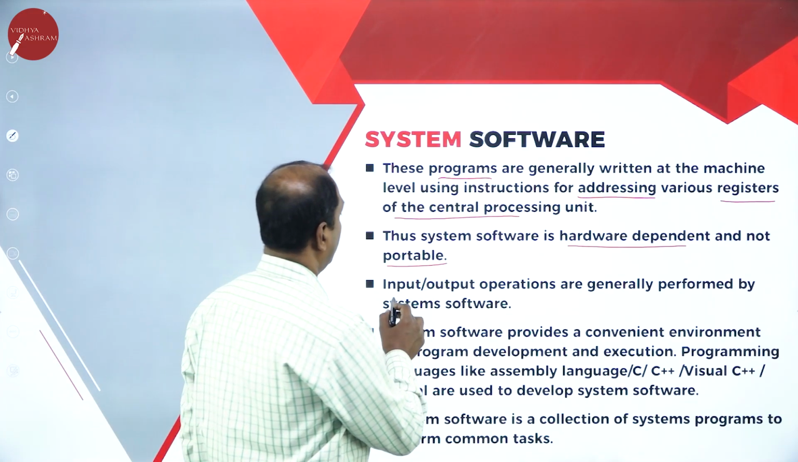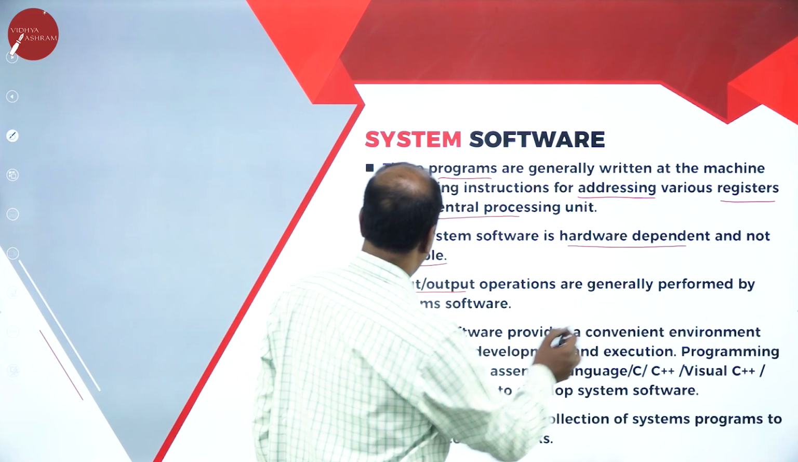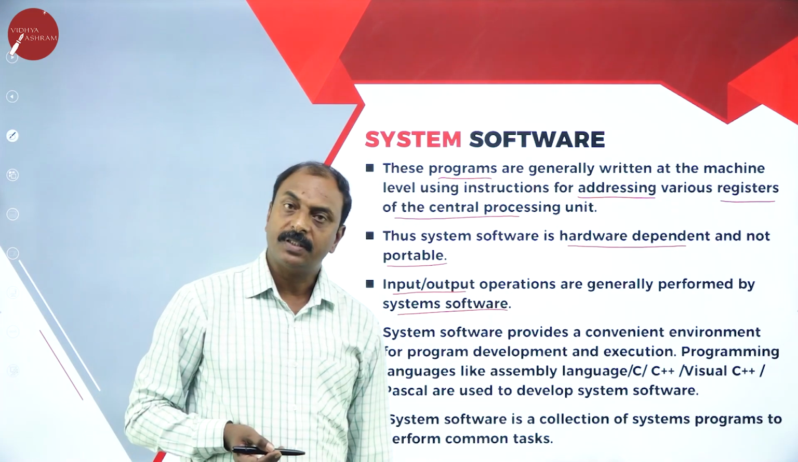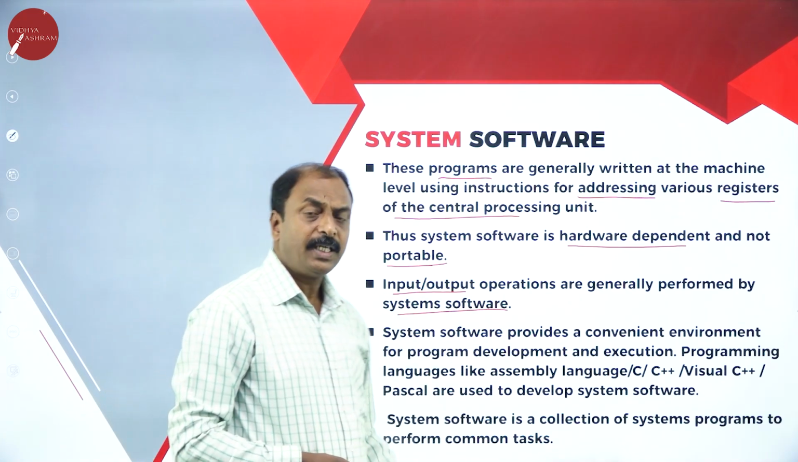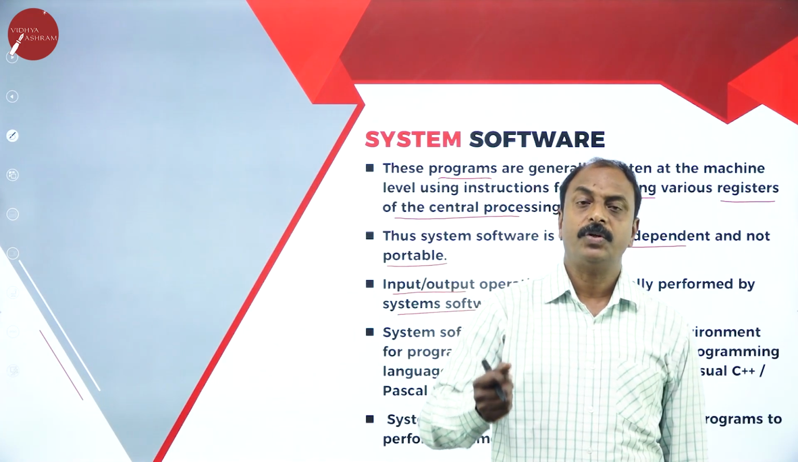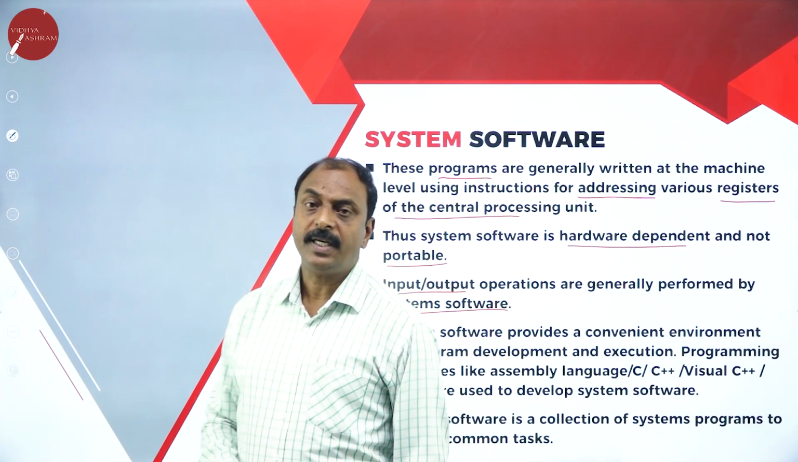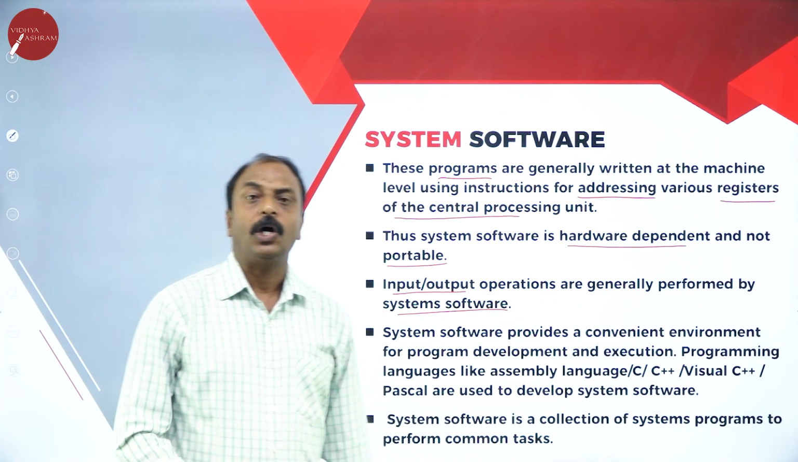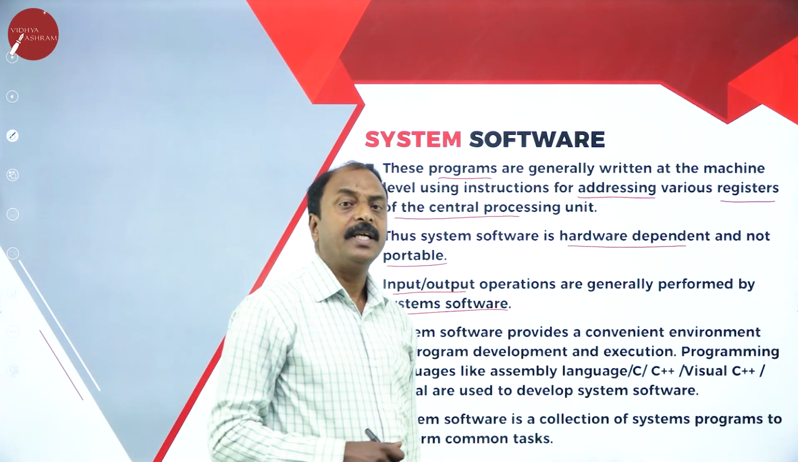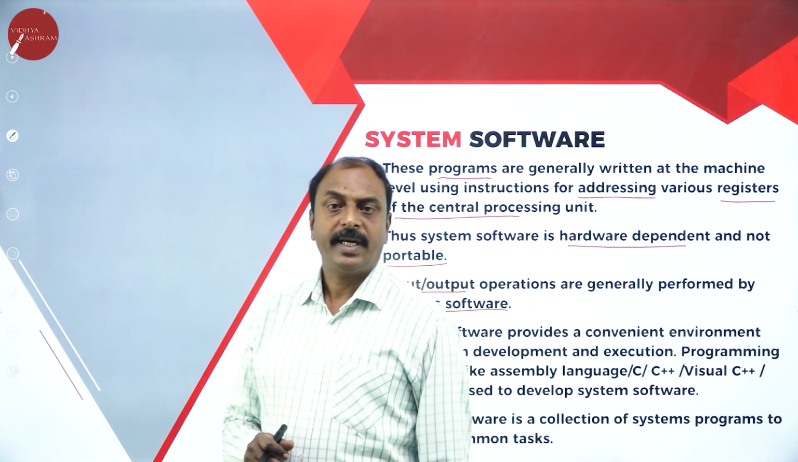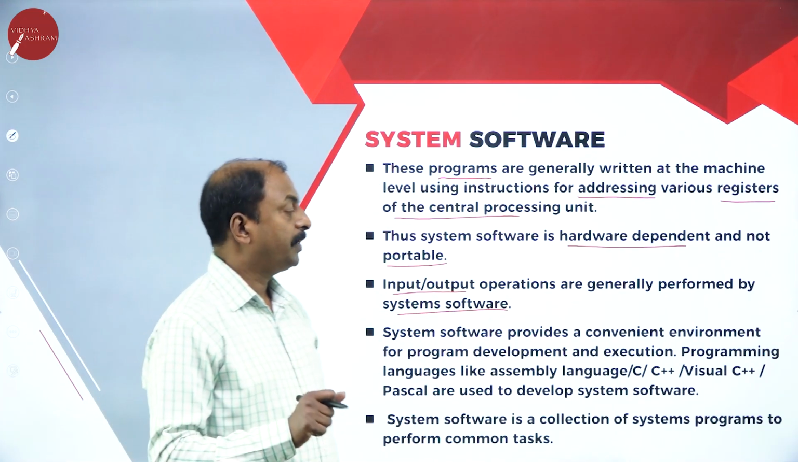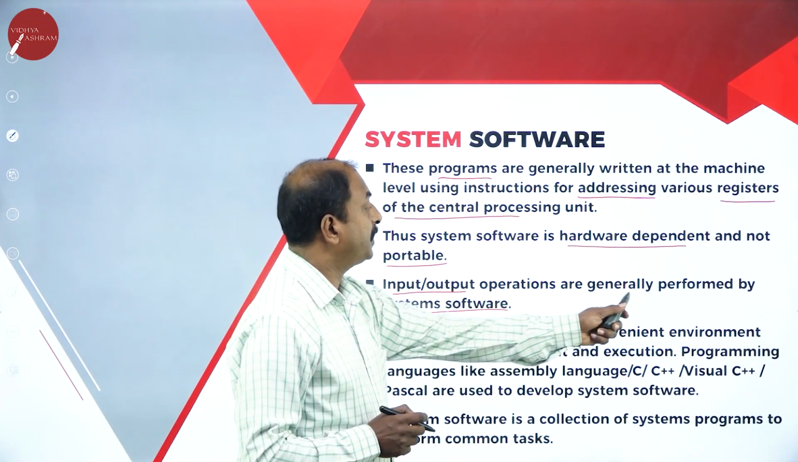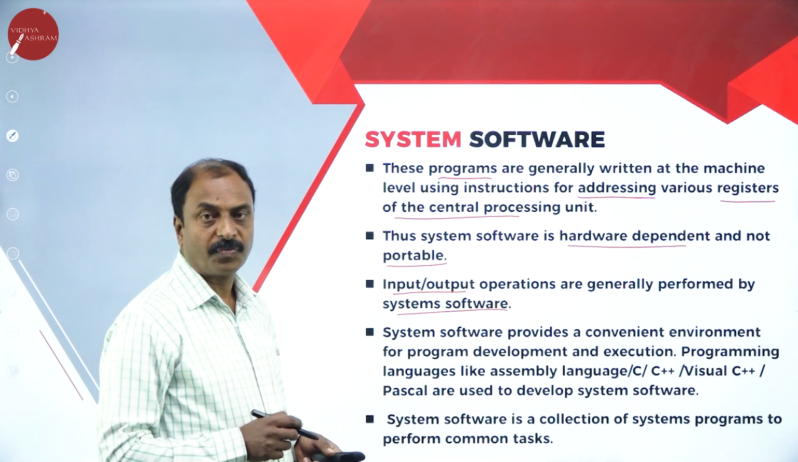Now, input and output operations are generally performed by system software. What is input and what is output? Input is nothing but the data we are feeding into the computer for processing. That operation is the input operation. And what is the output operation? After data processing, it generates a result or information, which has to be displayed through output devices like a monitor or printer. Those two operations are generally performed by system software.